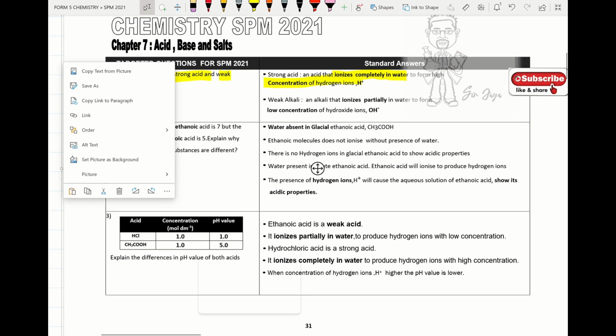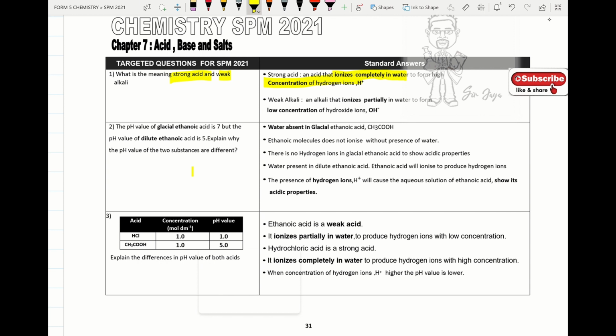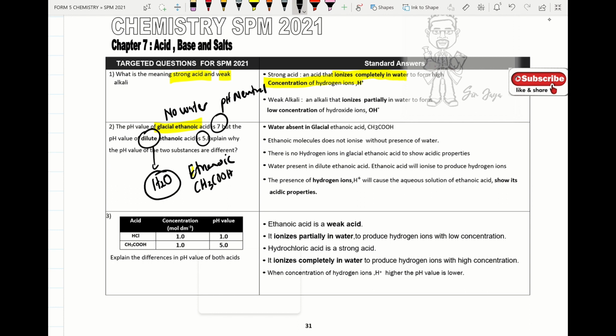All right, and we have a few short essay questions. Glacial ethanoic acid does not contain water. Therefore, the pH value remains neutral. And when we dilute the ethanoic acid in water, the pH value will go down to about 5. That means when diluted with water, the ethanoic acid, CH3COOH, will ionize partially and produce hydrogen ion, which shows the properties of an acid.